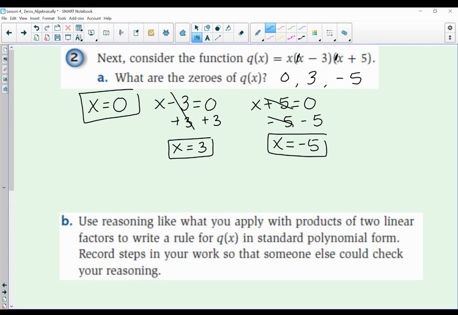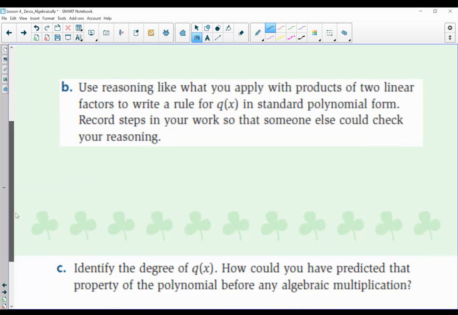So there's 2 different ways. So those are the zeros. And if we wanted to write these as coordinates, we would write 0, 0, 3, 0, and negative 5, 0. Cool.